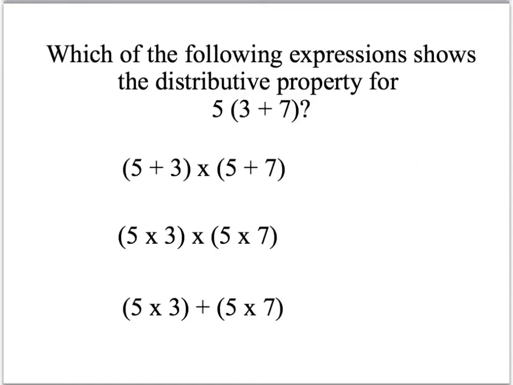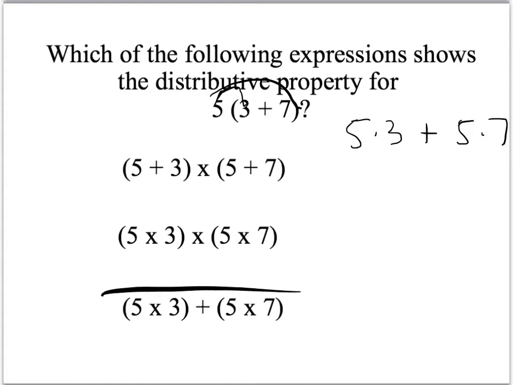Okay, let's look at this one. Which of the following expressions shows the distributive property for 5 and then 3 plus 7 in parentheses? So if we do that, 5 times 3, right, we get 5 times 3. We bring our plus sign. 5 times 7. Okay, so let's look for the correct answer. 5 times 3 plus 5 times 7. Okay, so you want to make sure that you're looking exactly for what you need.